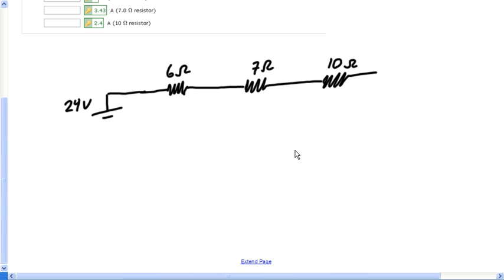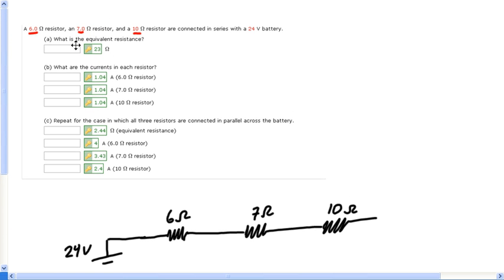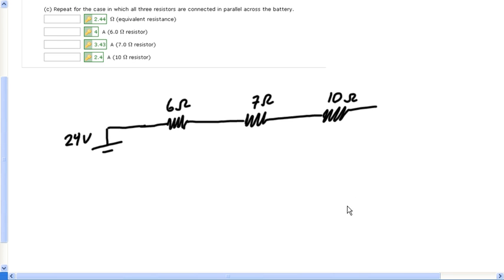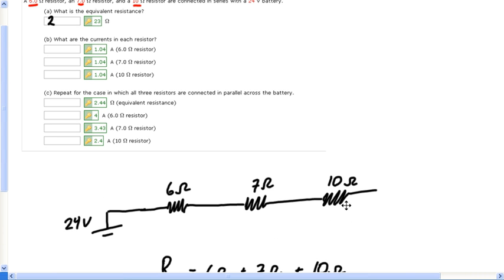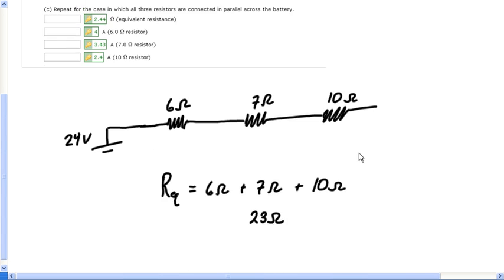Now, my first rule of advice on any of these problems is the same thing WebAssign asks: what is the equivalent resistance? Cool. Let's find this resistance. All you've got to do in a series is add your resistors together. Just sum up all your resistances in the series, and you've got it. In this case, that would come out to 23 ohms. And if we go back here and check WebAssign, sure enough, we've got that one right. So 23 ohms for our total resistance.